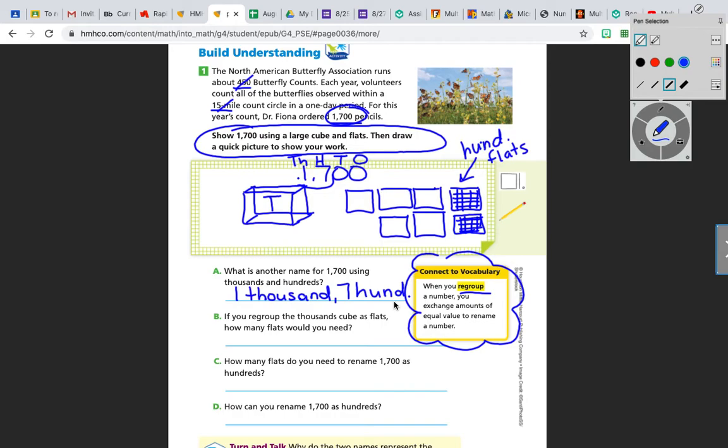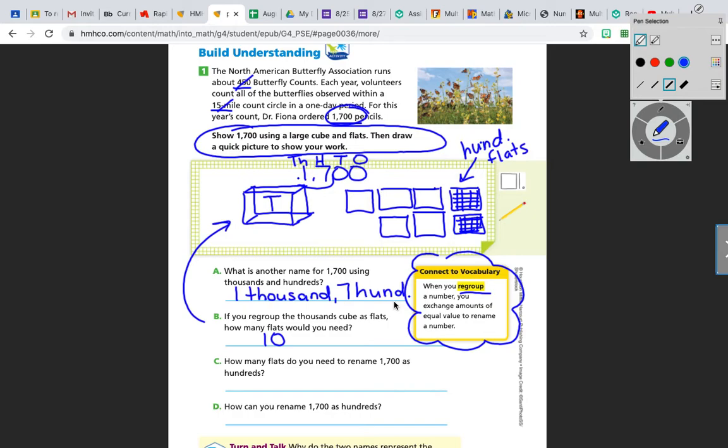B, if you regroup the thousands cube, so that's this cube right here, if we regroup the thousands cube as flats, so we're going to change in our thousands, we're going to get hundreds, how many flats would we get? So if we're going to change out 1,000, how many hundreds would we have? How many flats would we get? We would get 10. Okay?